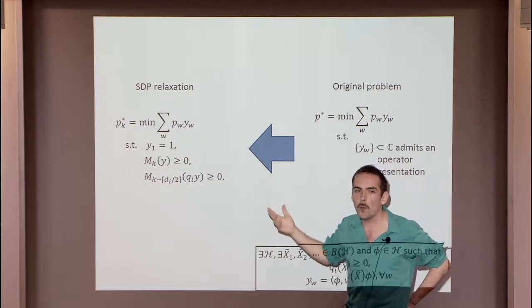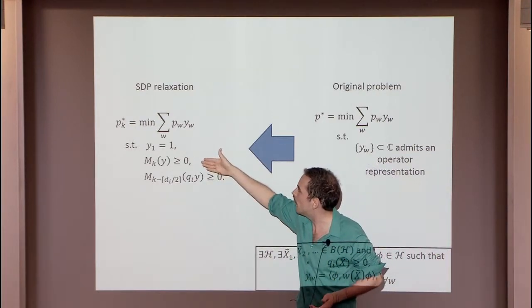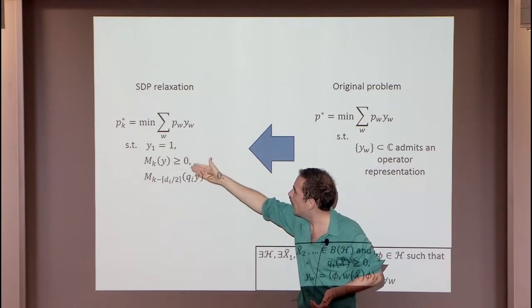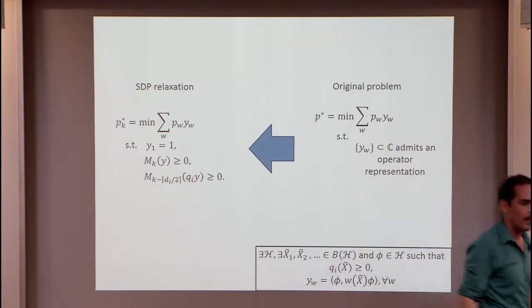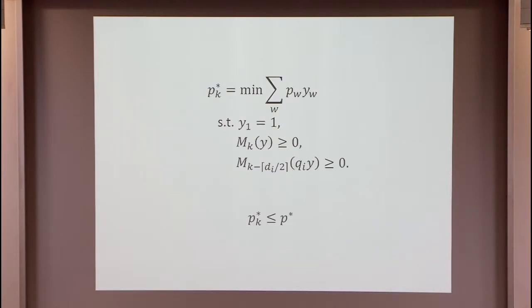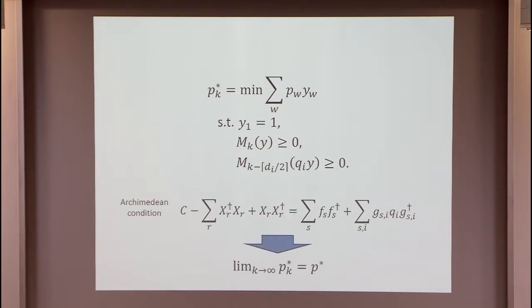I'm going to optimize over all possible moment vectors such that y1 is equal to 1, and the moment and localizing matrices are positive semi-definite. So here's the SDP hierarchy. Now, because this is a relaxation, of course, it gives you some lower bound on the solution of the problem.